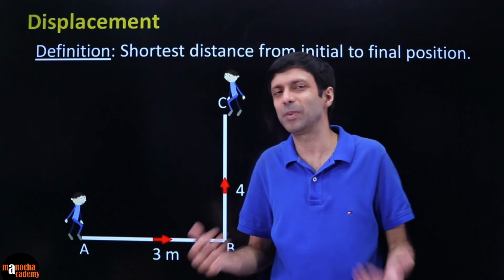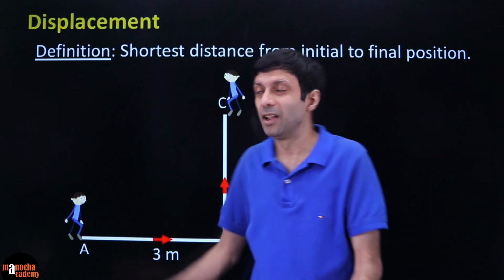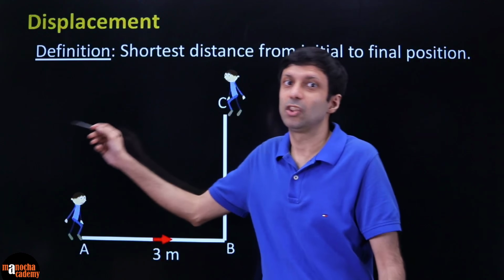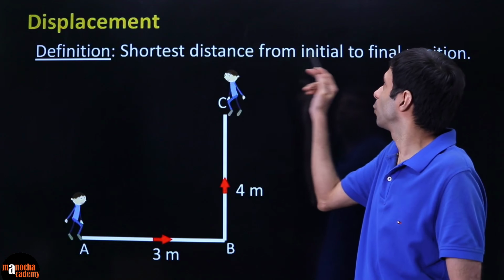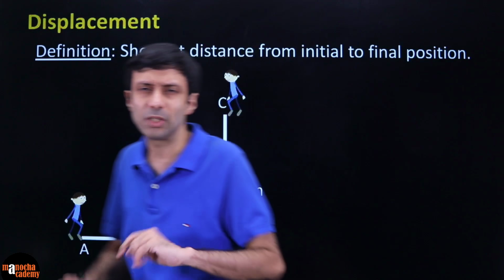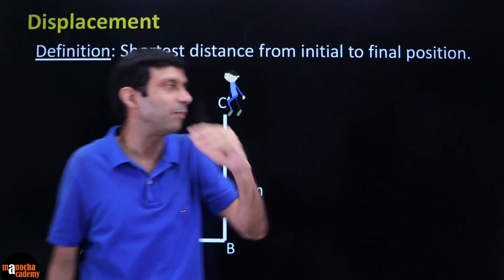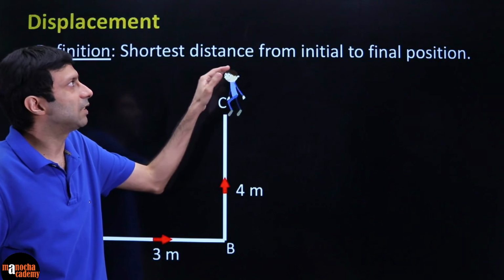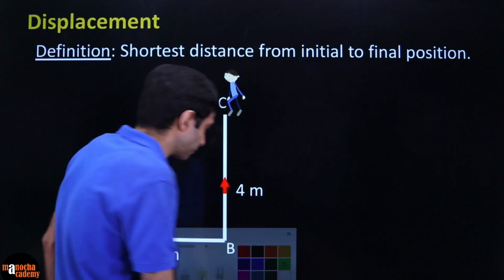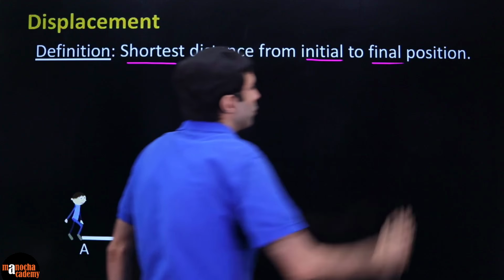Displacement is something very specific to physics, because normally we say, okay, what is the distance from your house to my house? But displacement means the shortest distance from the initial to the final position. Please remember this definition, because if there's ever a confusion, you can go back to this. So displacement once again means the shortest distance, note the word here, from initial to final position.